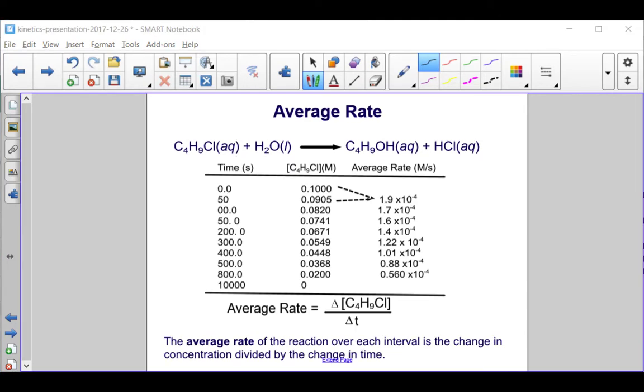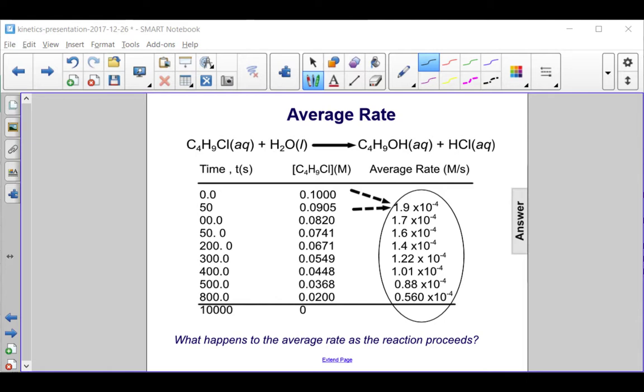After you've measured the concentration of the butyl chloride over a period of time, you can find the average rate of reaction over each time interval by just finding the change in concentration in a given time interval divided by the change in time. So here, for this first time interval, we find the difference here, the change in concentration, over the time interval of 50 seconds to find an average rate of reaction that would be 1.9 times 10 to the minus fourth, and that would be molarity per second.